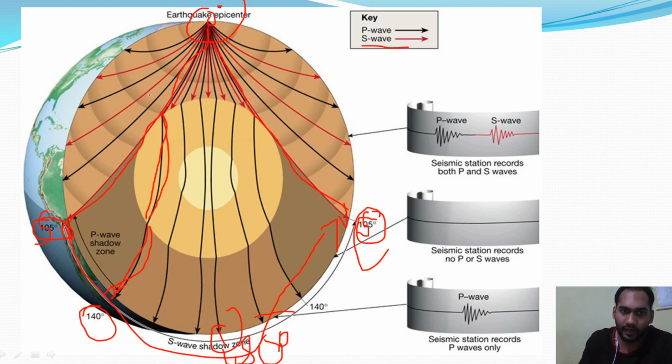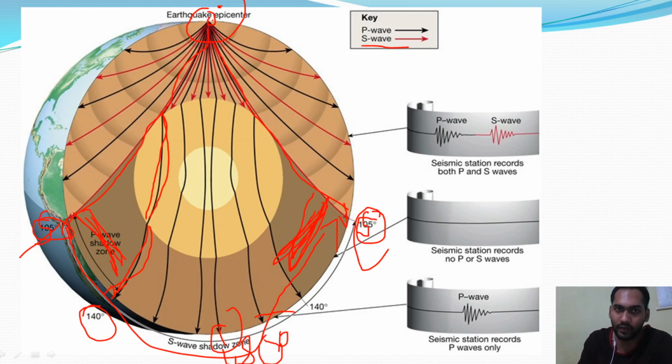So the direct P wave we can get at 103, and then the next P wave, the same P wave, if it enters through the outer core and then comes back to the mantle, we will get it at 140 or 143. In this region we will not get any P wave. Or else we can say we will not get any P or S in this region. This is your seismic wave shadow zone.